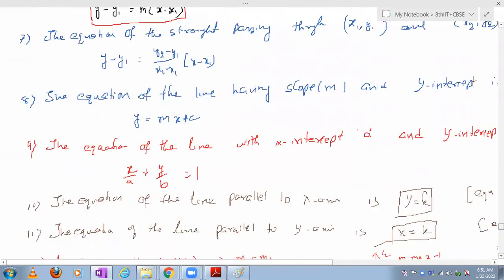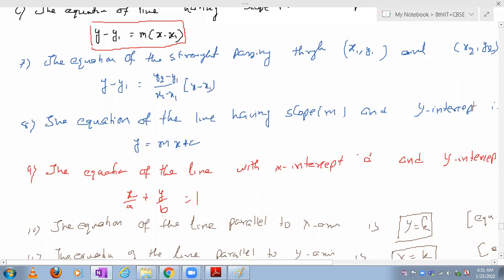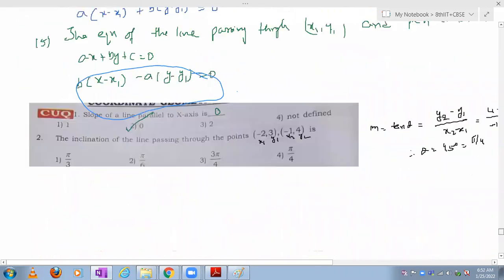I wrote the two-point form of the equation here. Which equation will we use? y minus y1 is equal to (y2 minus y1) divided by (x2 minus x1) into (x minus x1), right? Yes.